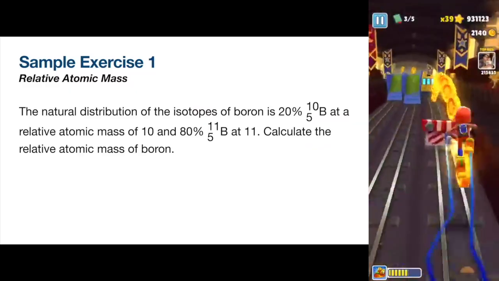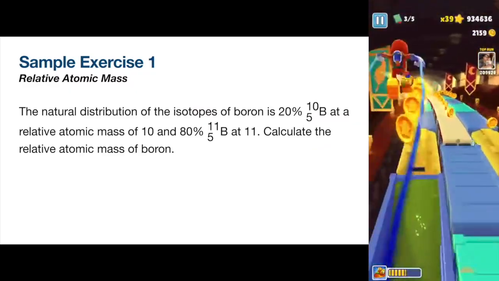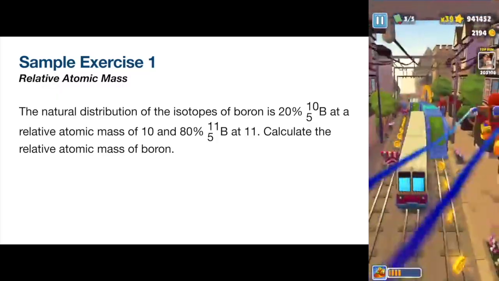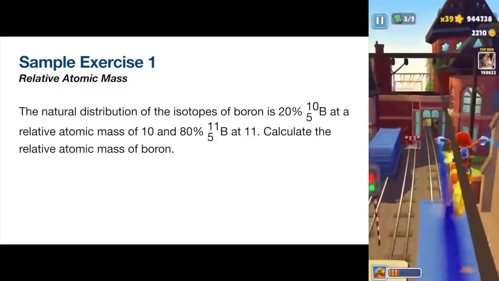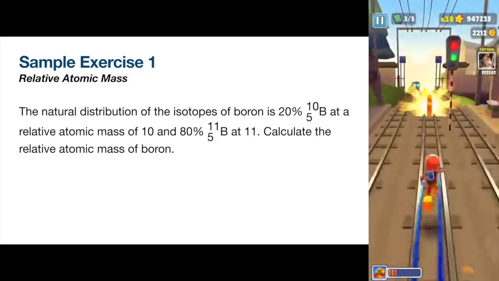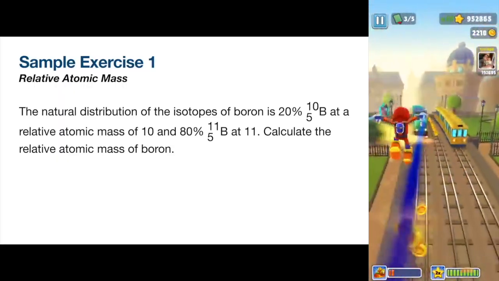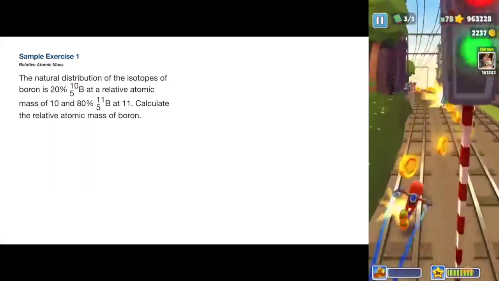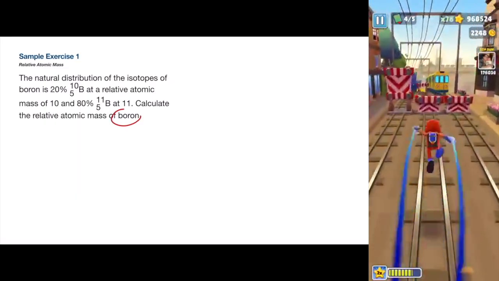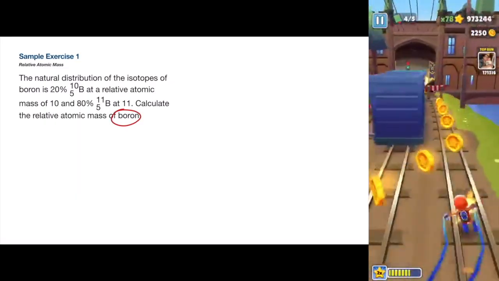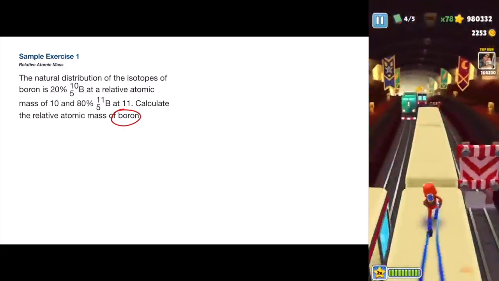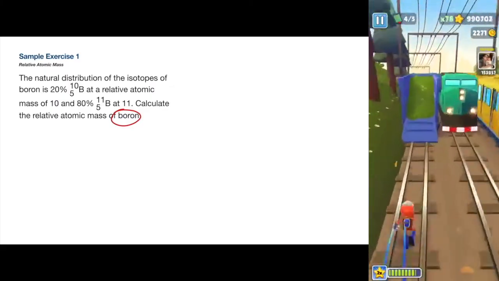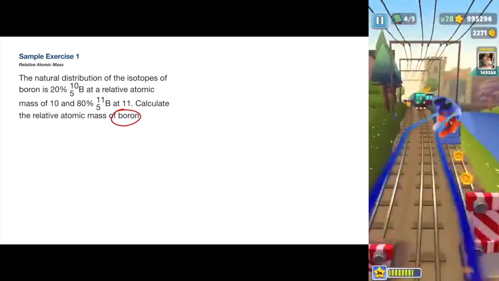Now, let's have some sample exercises. The natural distribution of the isotopes of boron is 20% at a relative atomic mass of 10 and 80% at 11. Calculate the relative atomic mass of boron. Now, based from the problem, we know that boron exists as a mixture of isotopes. So therefore, the relative atomic mass is calculated based on the relative percentages of the isotopes.